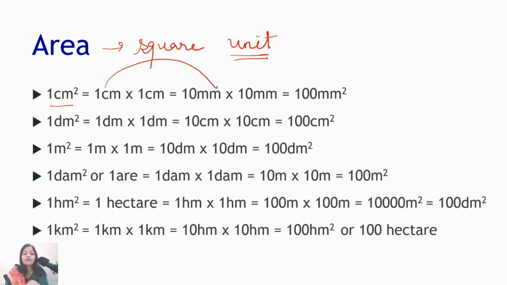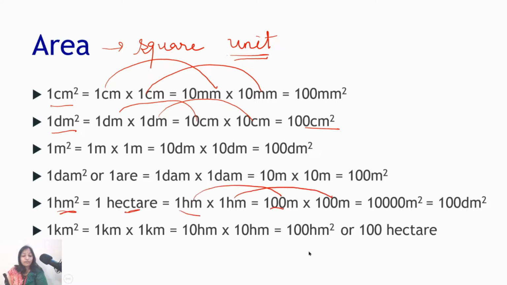So if we have to convert it into millimeter square, how will you convert it? Now 1 centimeter is 10 millimeters. Then again 1 centimeter is 10 millimeters. So 10 into 10 becomes 100 millimeter square. Same way, if we have to convert decimeter square into centimeter square, how will you convert? 1 decimeter into 1 decimeter and then again 10 centimeter into 10 centimeter, which gives you 100 centimeter square.